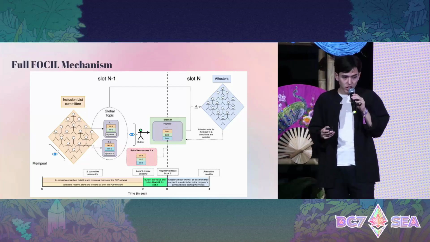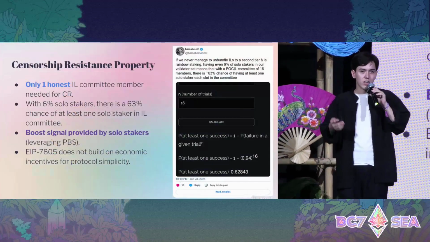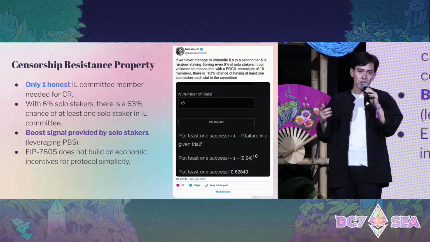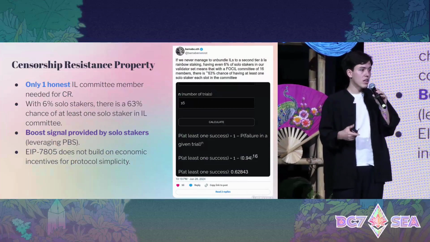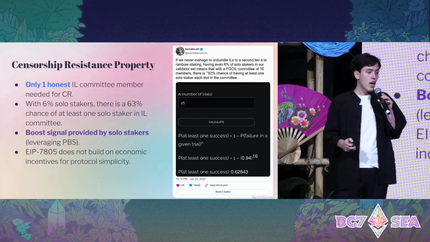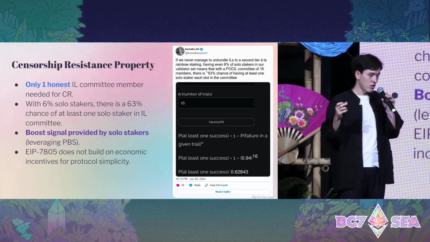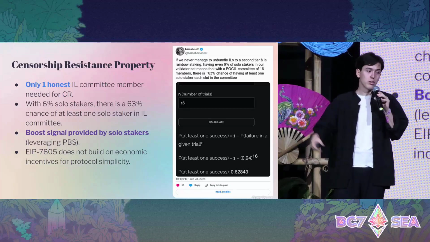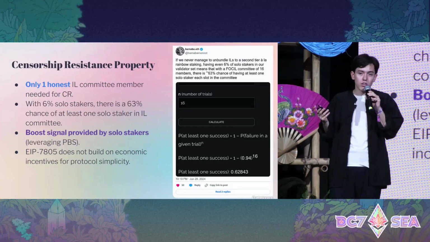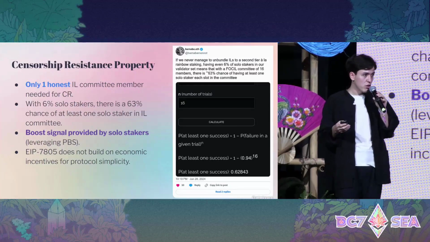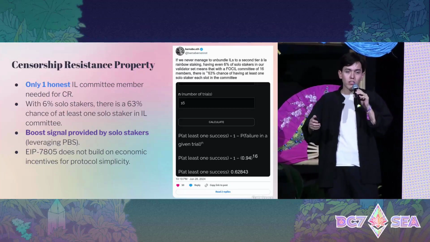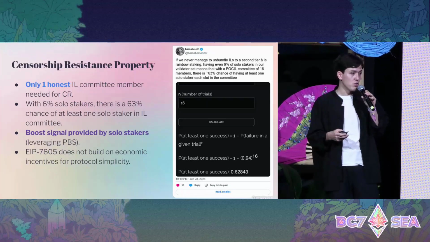So the core property that we're trying to get at here is the censorship resistance property. And the idea is that if there's only one honest inclusion list committee member in the committee, it can include the transactions that are most likely to be censored by the block producer in its inclusion list, meaning that the block producer has to include them in the block. If we have a network observation that there's a conservative estimate of 6% of solo stakers, then there's a 63% chance that in this single slot there's at least one inclusion list committee member who's a solo staker.